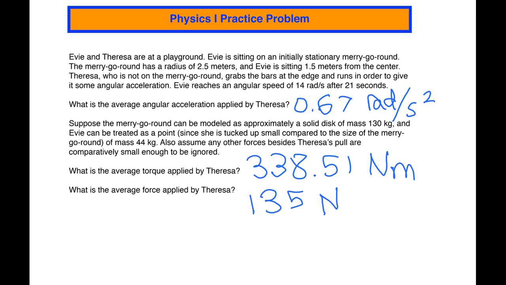So taking a look at our problem overall, we know Teresa's average angular acceleration, which is therefore the angular acceleration of Evie and the merry-go-round, is 0.67 radians per second squared. The average torque applied is 338.51 Newton meters, and the average force applied by Teresa is 135 newtons. That average force of 135 newtons is approximately 30 pounds of force, which is a reasonable amount of force that a person could apply. So this answer passes the test, that it's not setting off any alarm bells that means we may have done our work wrong. Always good to check that as our last step.